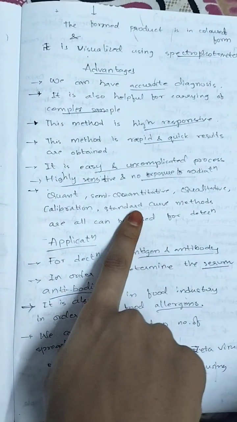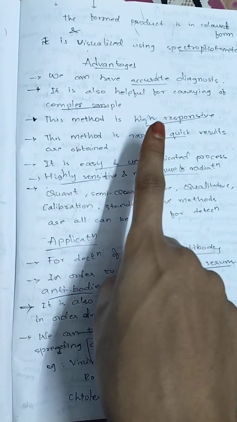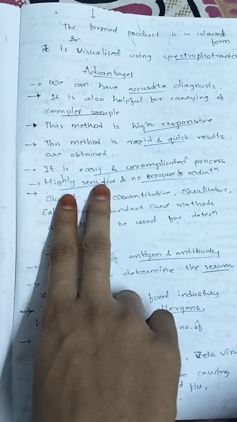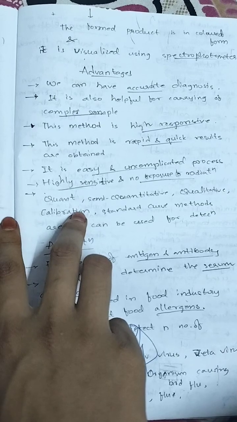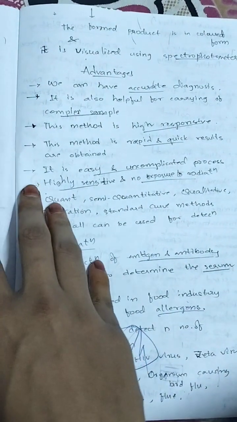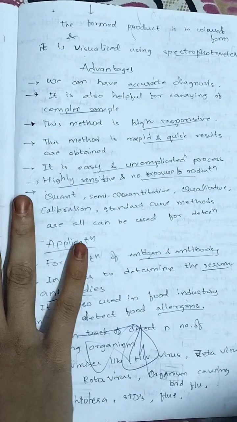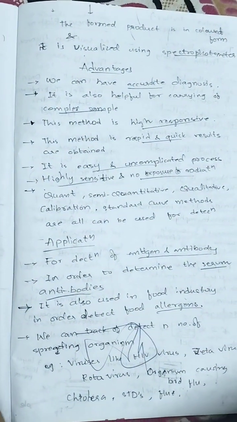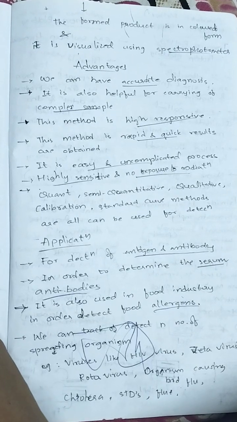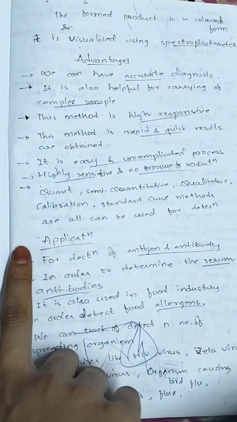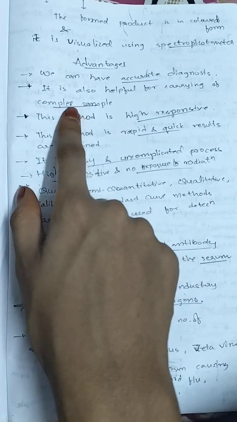I will revise it again. Accurate diagnosis can be done. It is highly responsive. Rapid and quick results are obtained. The process is easy and uncomplicated. No exposure to radiation. ELISA can also be performed on complex samples.